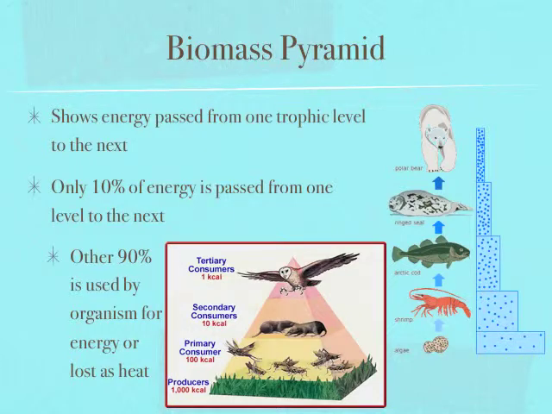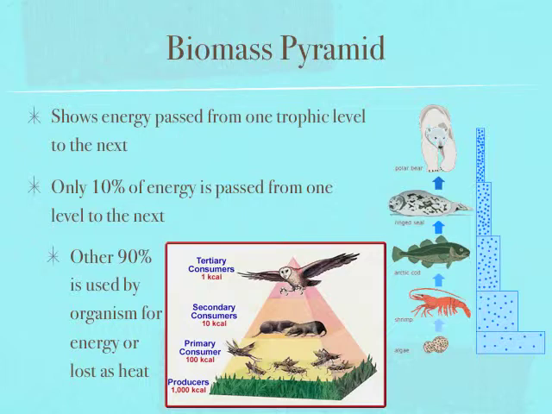When we look at our food chains, we can put them into what we call a biomass pyramid. This shows one step of the trophic level to the next and shows how much energy is actually passed on from one level to the next. Remember in the previous chapter that we said the second law of thermodynamics says that with each energy transfer, less is available to do work. This comes in handy when we look at our food chains.